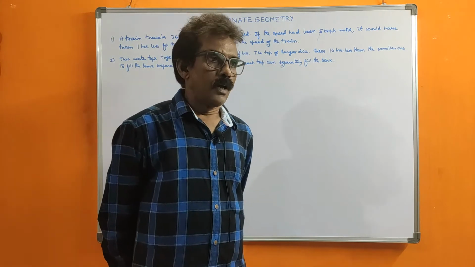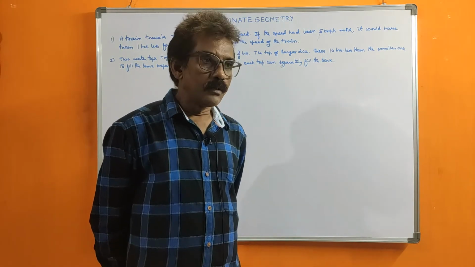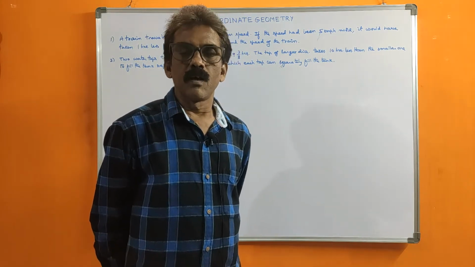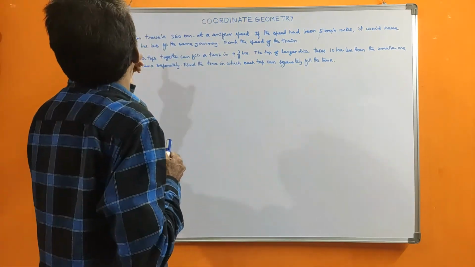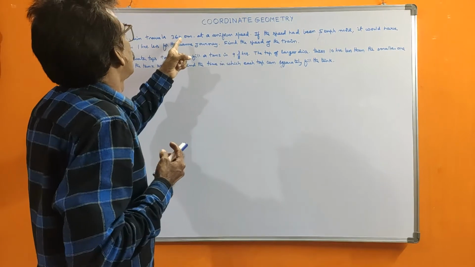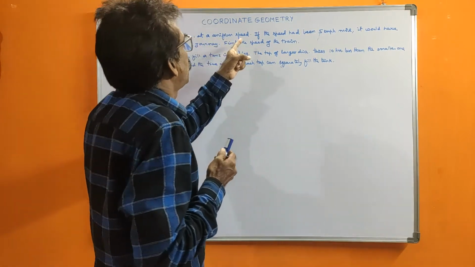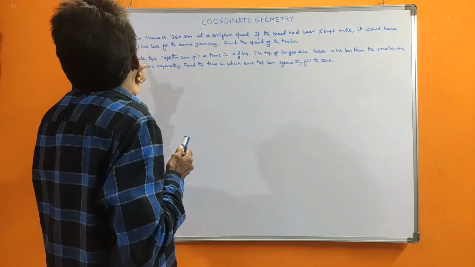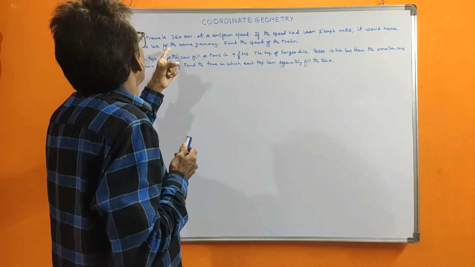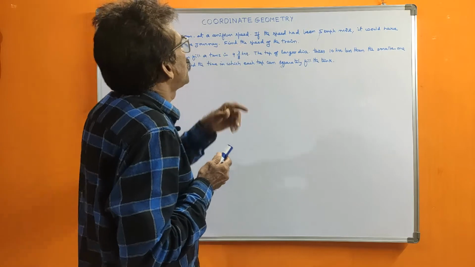In this video, I want to explain some more numerical problems on quadratic equations. Now, in the first problem, a train travels 360 kilometers at a uniform speed. If the speed had been 5 kmph more, it would have taken 1 hour less for the same journey. Find the speed of the train.